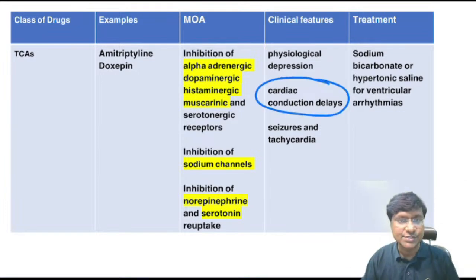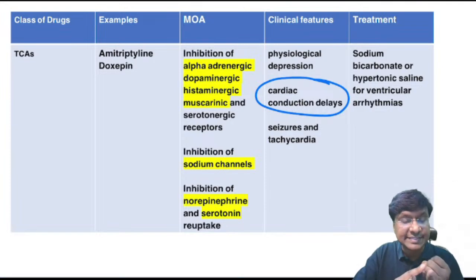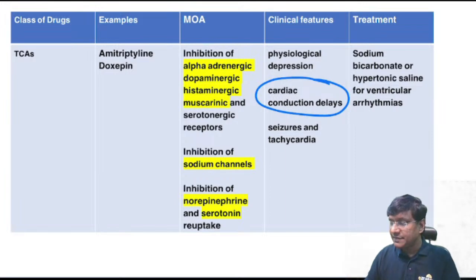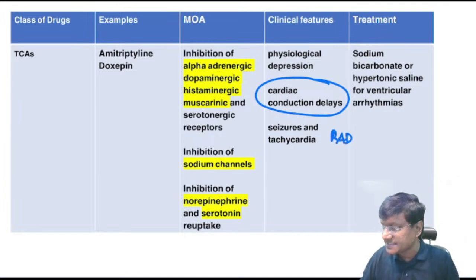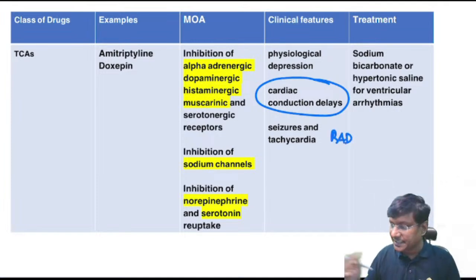cardiac conduction delays. So what are all those? There will be an increase in the PR interval, an increase in the QRS complex, widening of the QRS complex, and QT interval prolongation. So these all will be the features of tricyclic antidepressant overdose on the ECG. And not only that, there can also be right axis deviation. The other features are seizures and tachycardia.